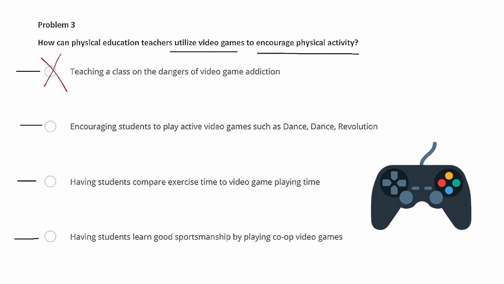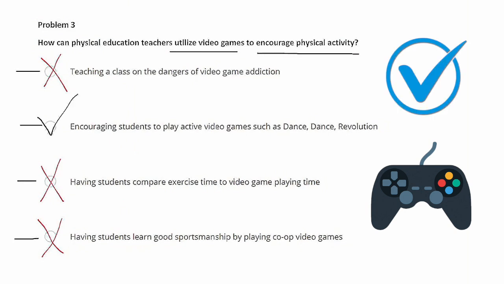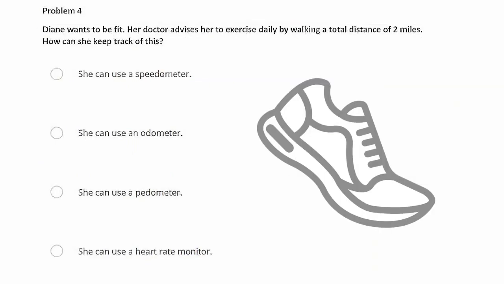This is just comparing the two, exercise time and video game playing time. It does not necessarily say one is being encouraged or discouraged more than the other, so that is not the best answer choice. And the last one, yes, good sportsmanship should be taught, but this specific example is saying this would be done by playing video games and not necessarily ones that involve physical activity, so that is not the best answer choice either. So the answer is the second option, encouraging students to play active video games such as Dance Dance Revolution.